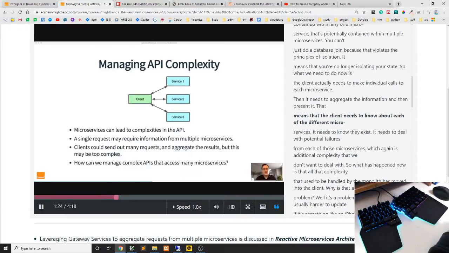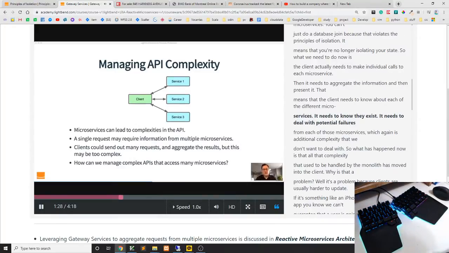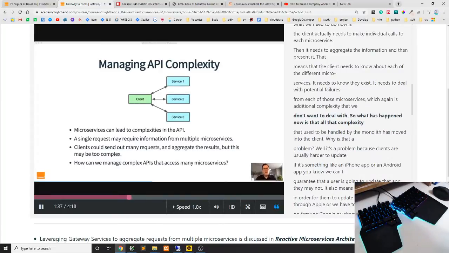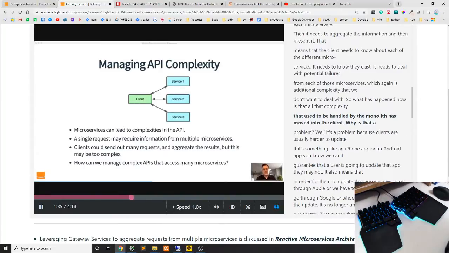Now that means that the client needs to know about each of the different microservices. It needs to know they exist. It needs to deal with potential failures from each of those microservices, which again is additional complexity that we don't want to deal with. So what has happened now is that all that complexity that used to be handled by the monolith has moved into the client.